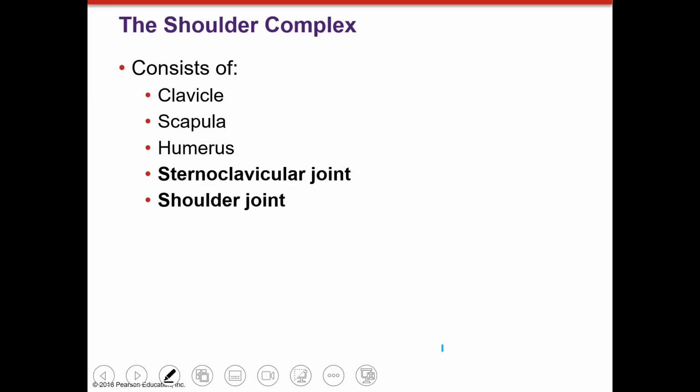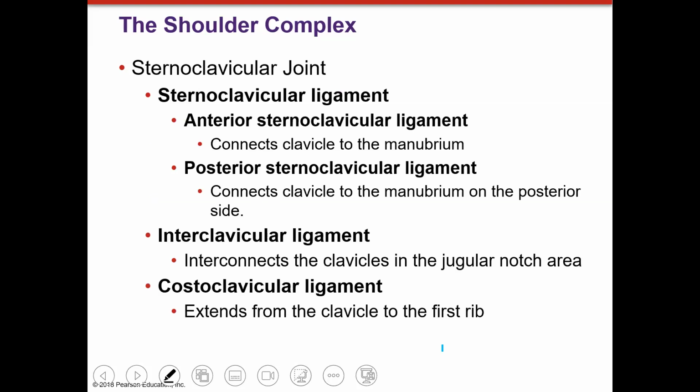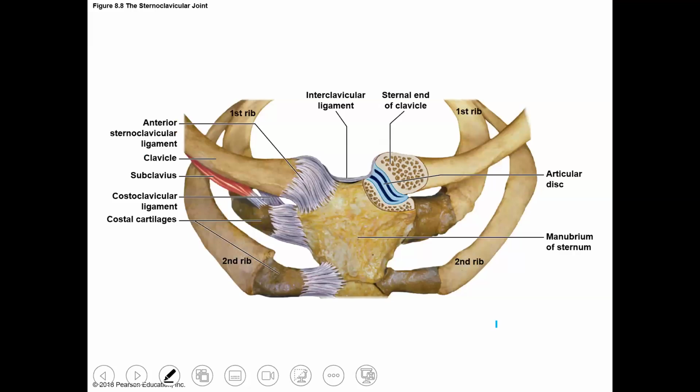The shoulder complex consists of the clavicle, scapula, humerus, sternoclavicular joint, shoulder joint, and all of the different ligaments. So again, all you would do is look at the word parts. Costo means rib, clavicle, so between the clavicle and the rib. And you can see here, there's a little articular disc right here, so you can move your arm around.